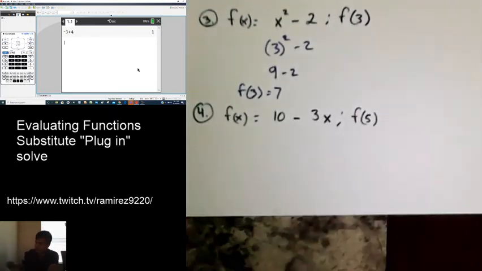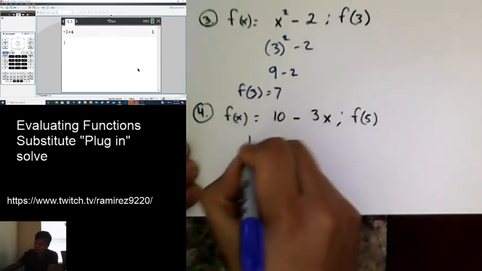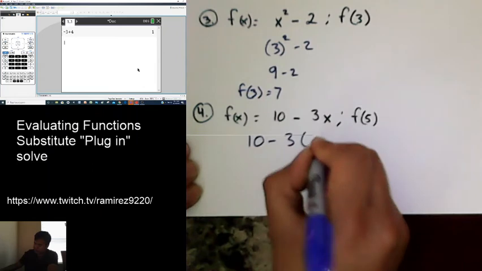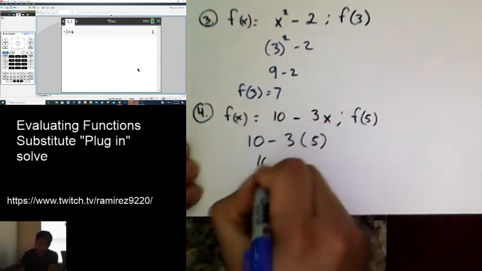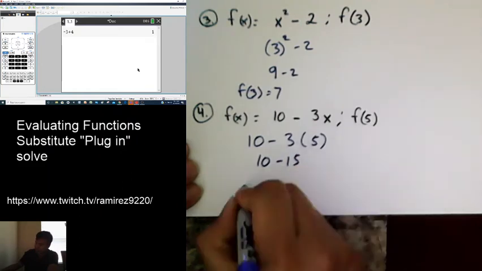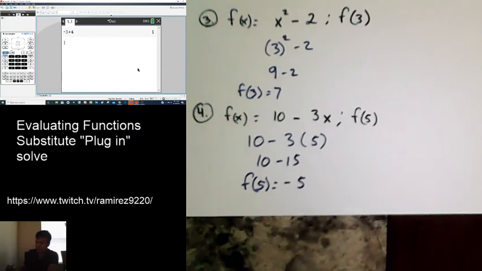On number 4, same thing. 10 minus 3x, well now it's going to become 10 minus 3 and then the 5. And again, we're multiplying, so this is actually 10 minus 15. So f of 5 in this example is -5.